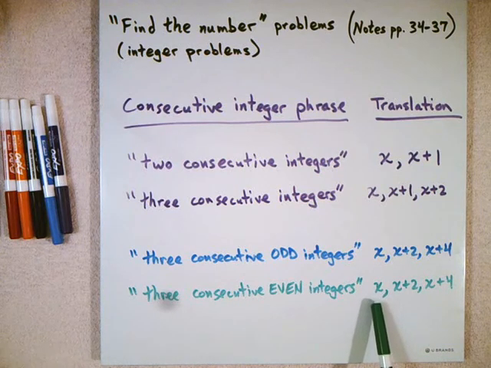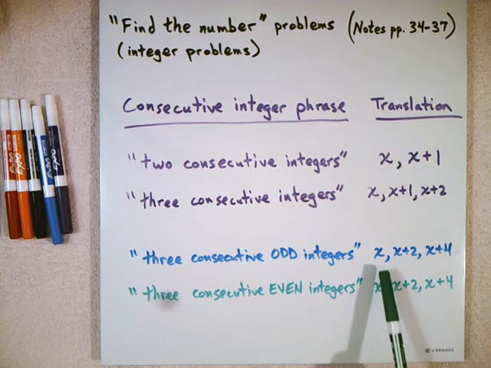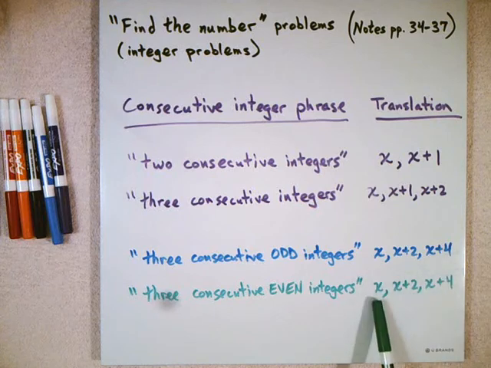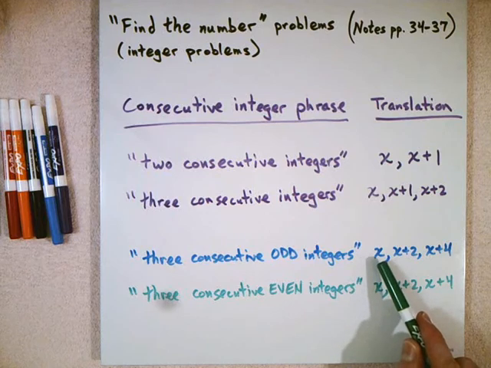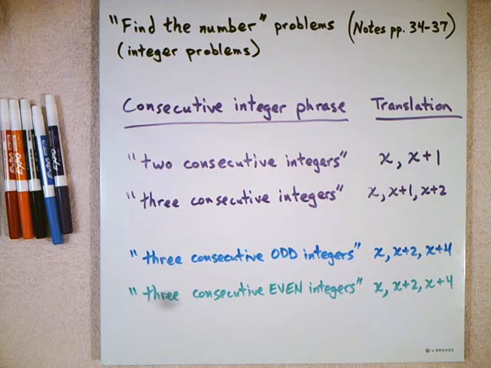So if I start with a 5, it'd be 5, 7, 9. If I start with a 4, it's 4, 6, 8. So it's because you're skipping by 2's that you have the same translation. The underlying pattern of skipping by 2's is the same, and that's what makes the translation the same. The difference is the assumption that x is either odd or x is even, and that's going to make you either have 3 even numbers or 3 odd numbers.